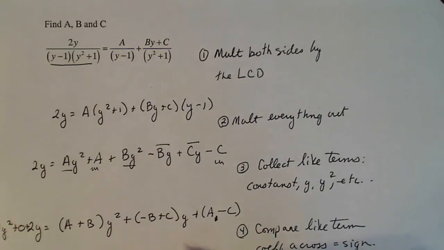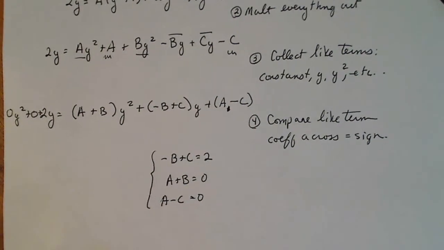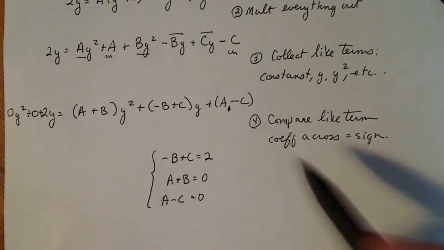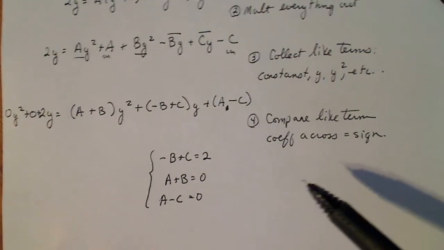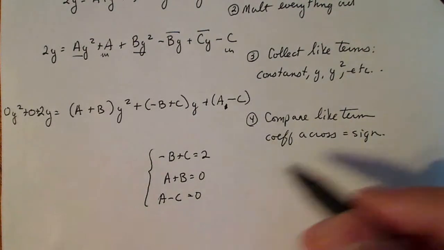That means that A plus B, comparing coefficients over here, is 0. And then I have A minus C, comparing coefficients, is also 0. And then this is the system that we have to solve here in order to find A, B, and C. So, I mean, there's a variety of ways of doing it. In class, we did it with a matrix, but I'll do it by hand here just to be different.